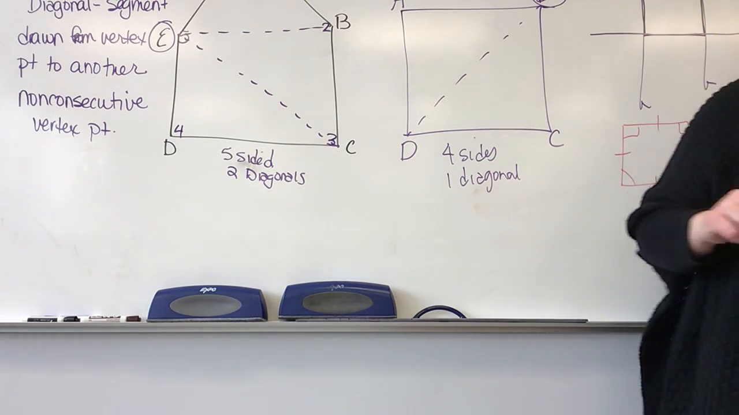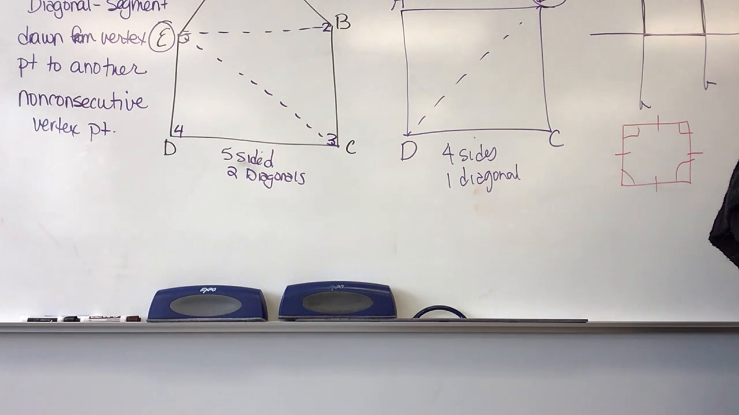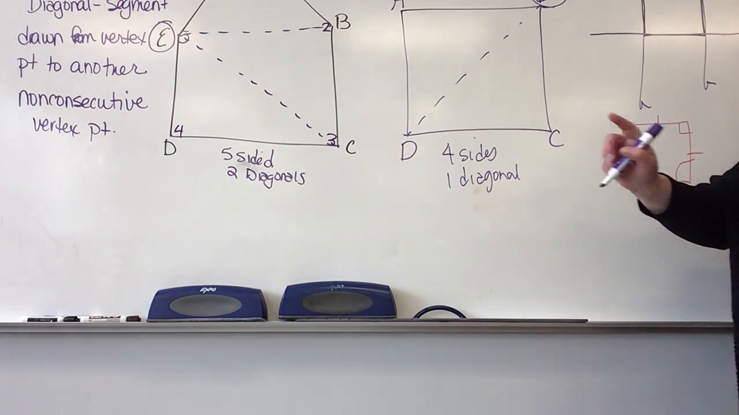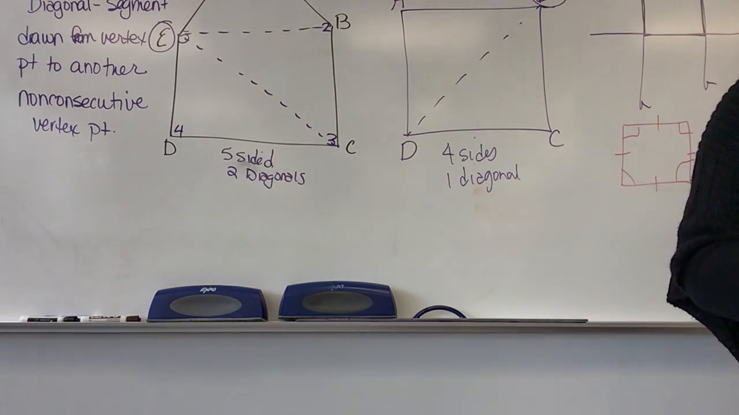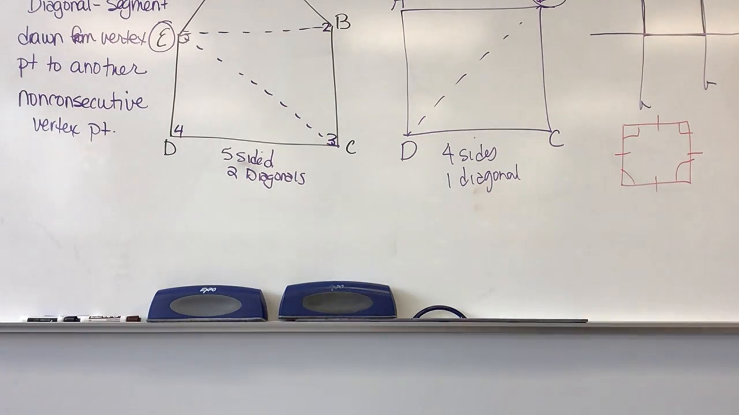Anybody see a pattern already? What do you see? 3 less. Okay, so you just take the number of sides and subtract 3. So we're going to go down the second column. Are you ready on your sheet? If I have 3 sides in a triangle and I subtract 3, what's my first number going to be? 0. And if you think about it, if you've got a triangle, I can't draw from this vertex anywhere that is not non-consecutive. So 0 for the first number in the second column.